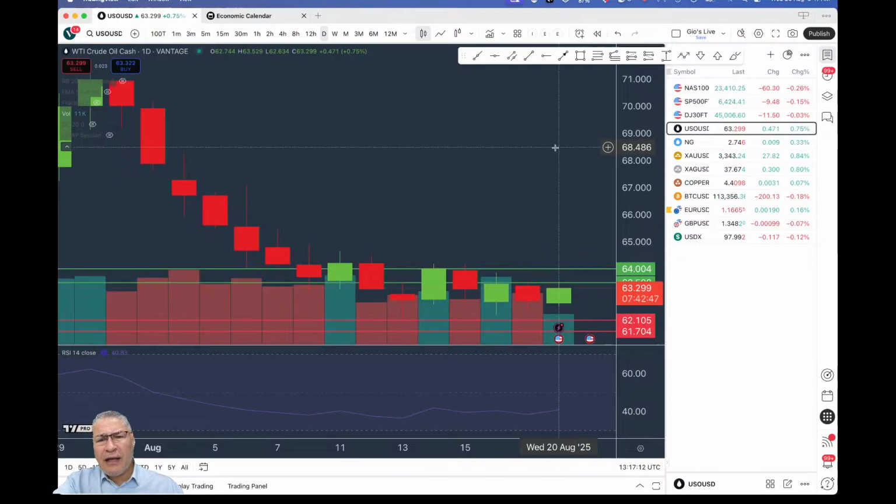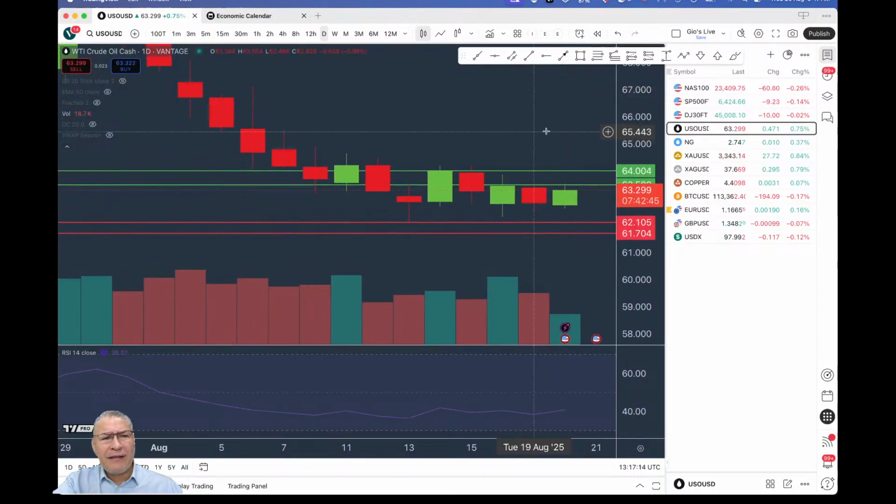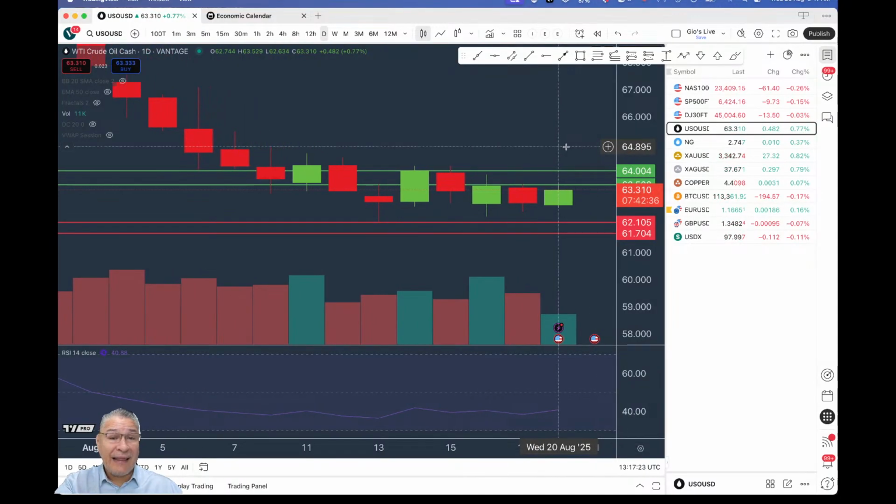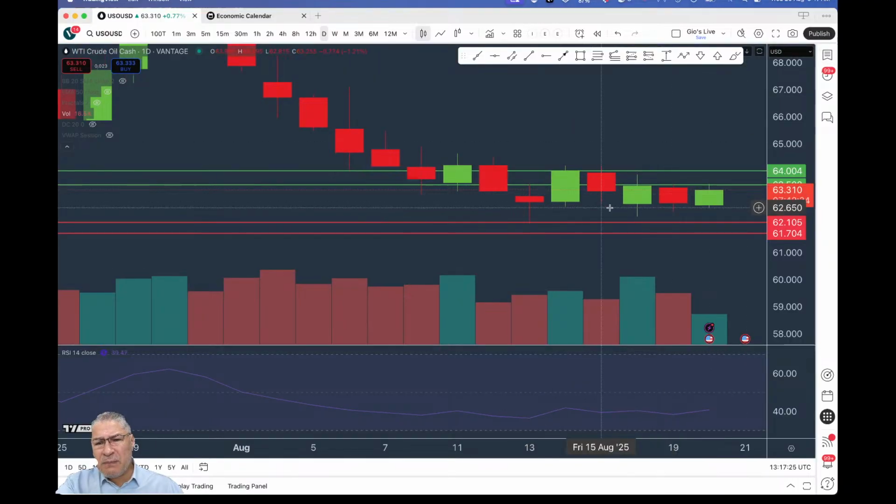So let's take a look at crude oil. In this daily candlestick chart, the crude oil is making equal highs, equal lows. This is a great setup for a breakout or a breakdown. It's been there basically now, this is the third consecutive day that it has been within range.